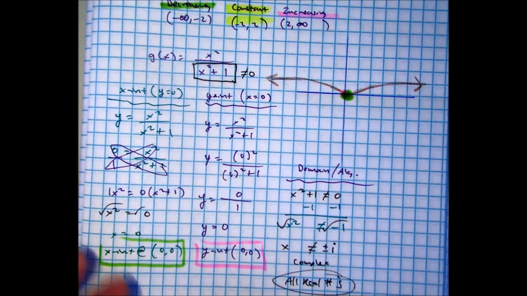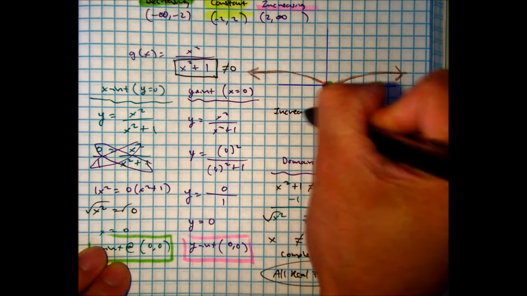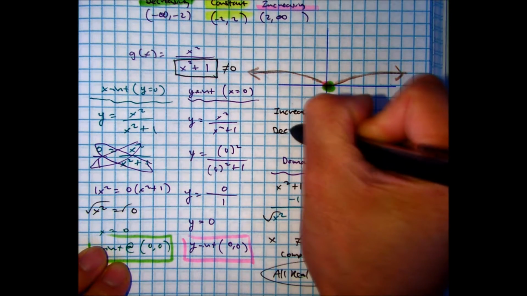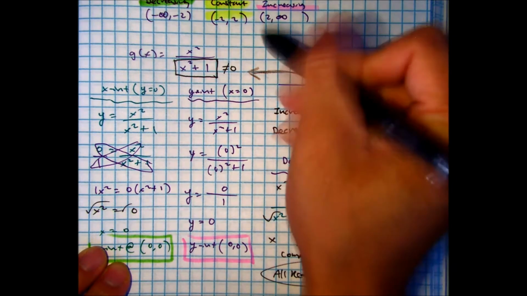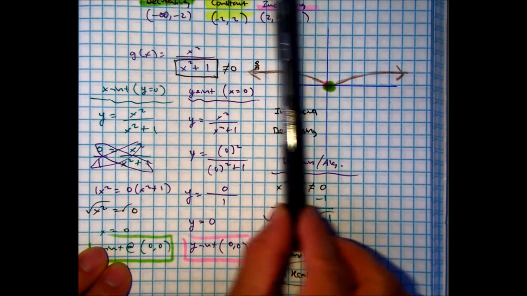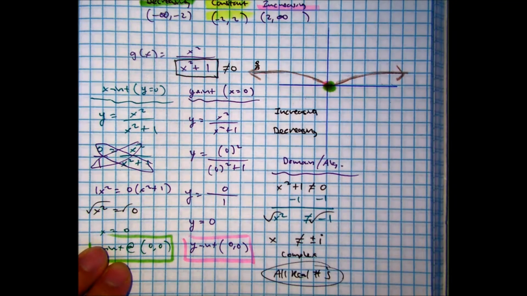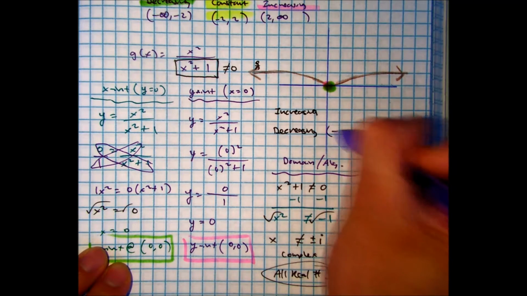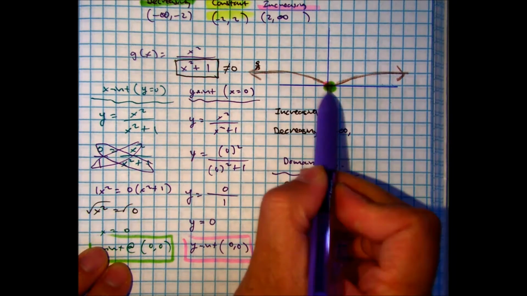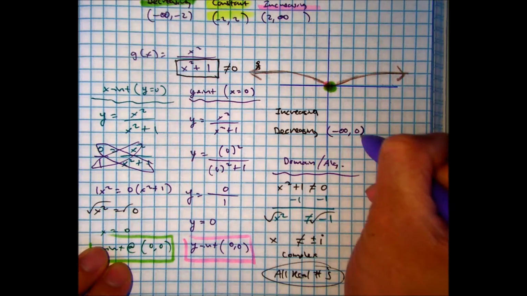All right, yesterday's lesson. Where is this increasing and where is it decreasing? Well, we're on a roller coaster and you're going to move your pen left to right. And as you go from here to there, it's what? Decreasing. So from negative infinity to 0. And yesterday we learned to not include 0.